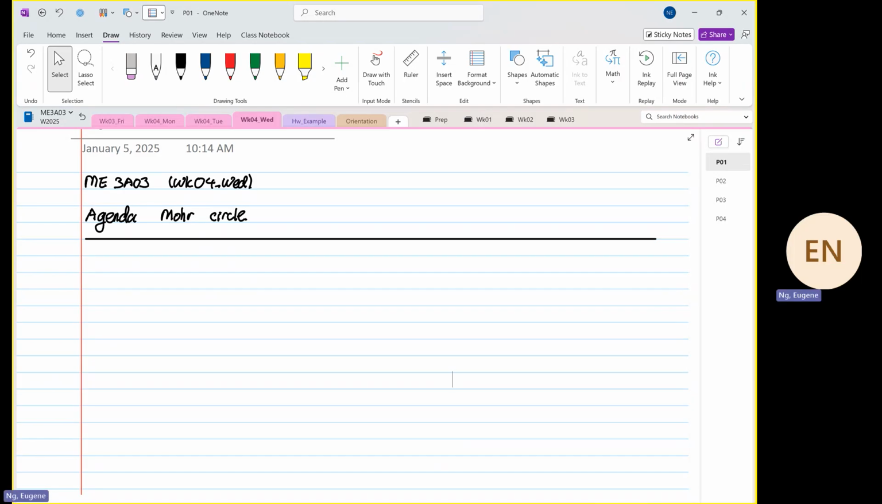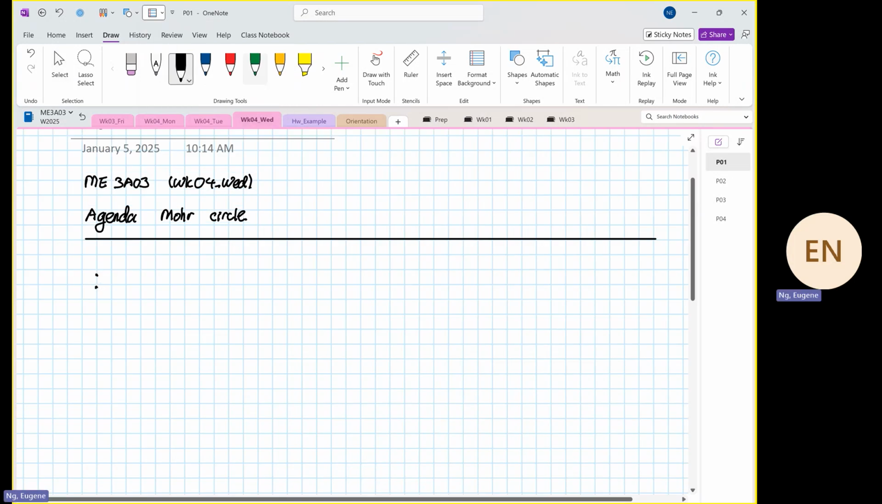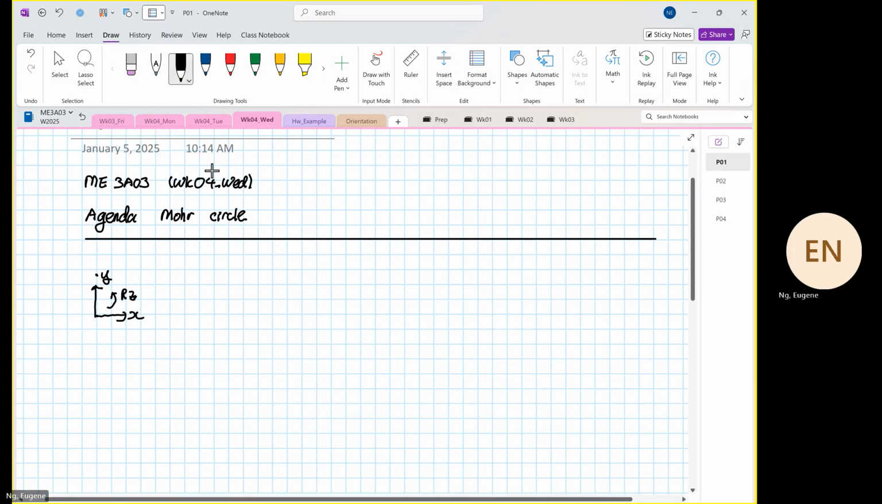Okay, so now if we have a transformation over here, just to quickly recall, this is our X and this is our Y. We have rotation about Z. And if we have an element over here, okay, so this is our element.